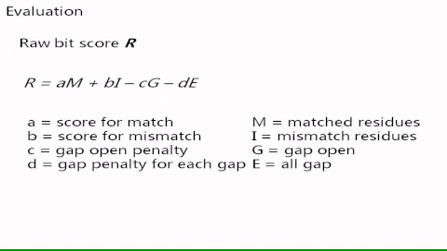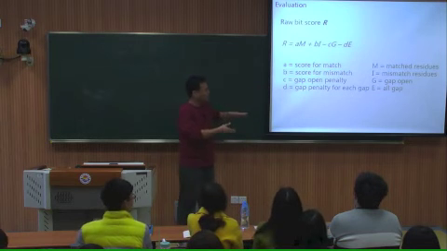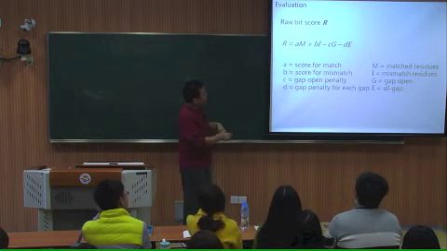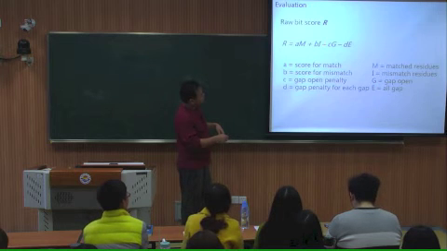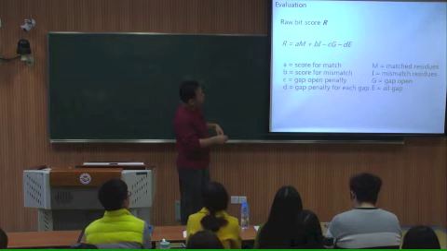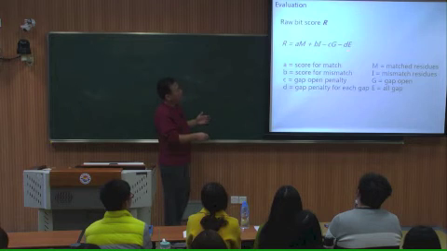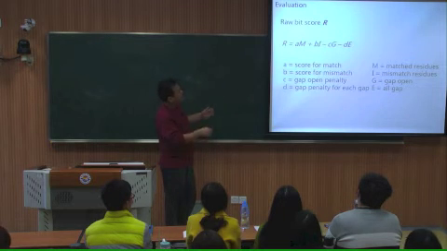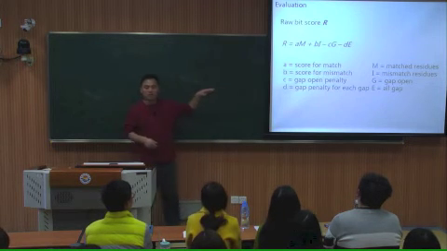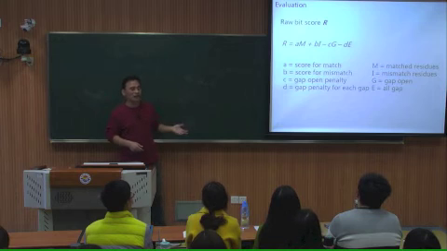You're all familiar with this one, right? This is like the score when we do the alignment. We have a score for the match, a score for the insertion, and a score for the deletion, the gap opening, and the gap extension. So it's very similar to the scoring metrics we use for alignment.